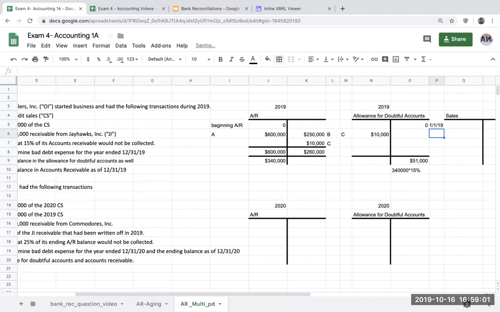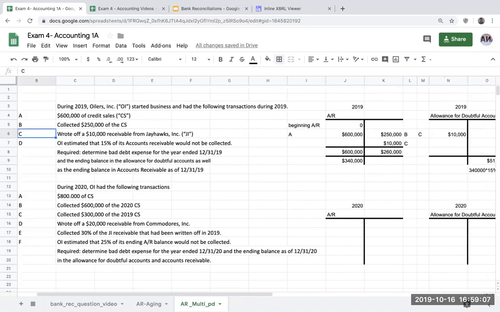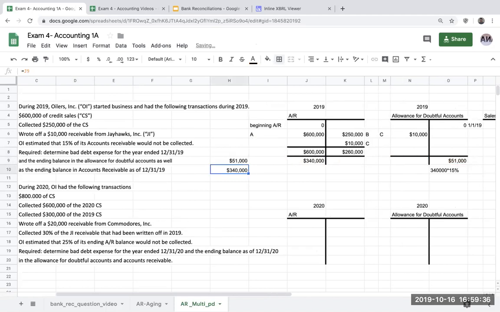as of 1/1/19. So when I look at these questions here, the first one is determine bad debt expense for the year ended 12/31/19. Determine the ending balance in the allowance for doubtful accounts, and the ending balance in accounts receivable. So my ending balance in accounts receivable for 2019 was 340,000. My ending balance in my allowance for doubtful accounts was a $51,000 credit.